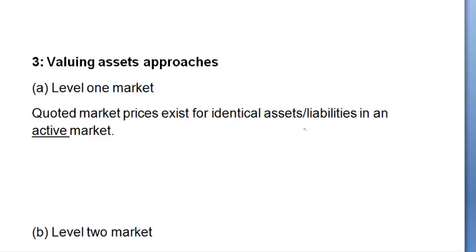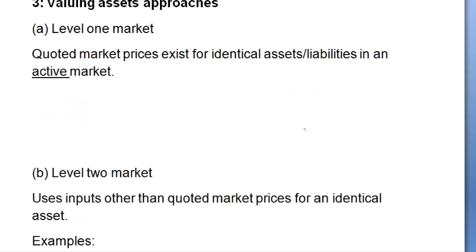We've got a level 1 market, and this is the one which is ideal to determine a fair value. It's where we've got quoted market prices for identical assets and liabilities in an active market. E.g., shares in Apple. Apple has 3 billion shares in issue.